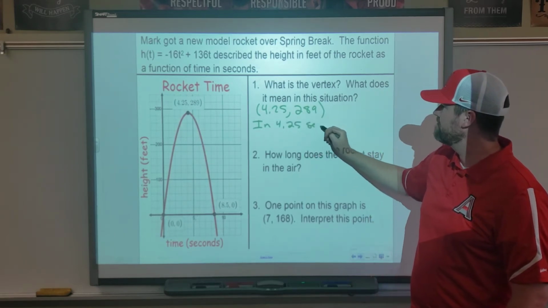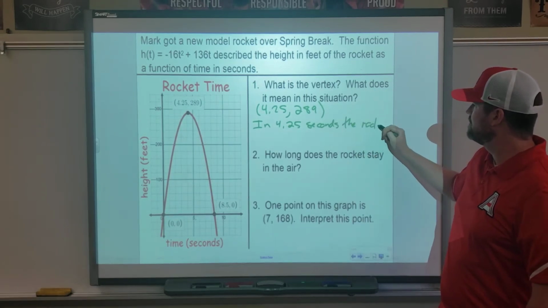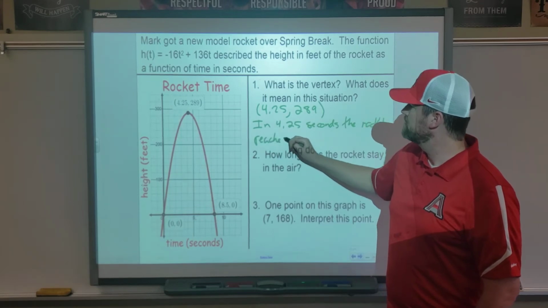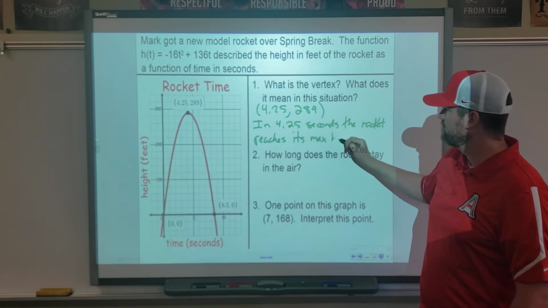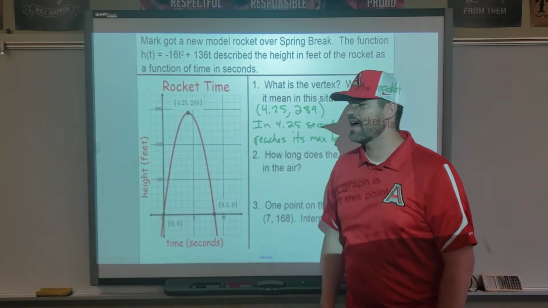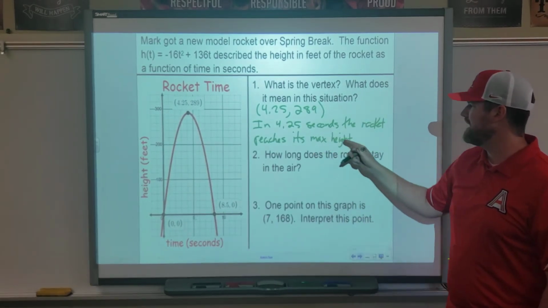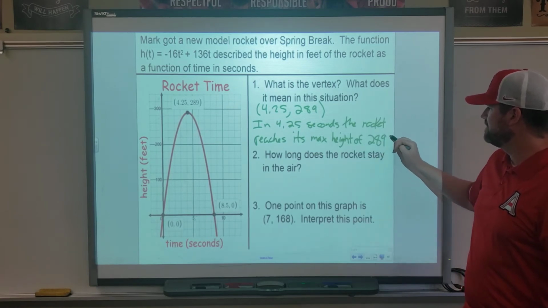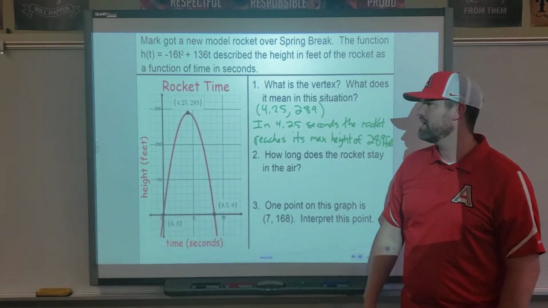So we know that in 4.25 seconds, the rocket reaches its max height. All right, we know it's the maximum height because it's the highest the graph goes, so it's the highest the rocket will go. So in 4.25 seconds, the rocket reaches its max height of 289 feet. Ran out of room there, but 289 feet.